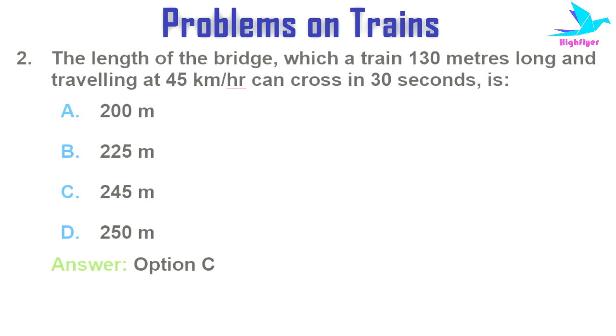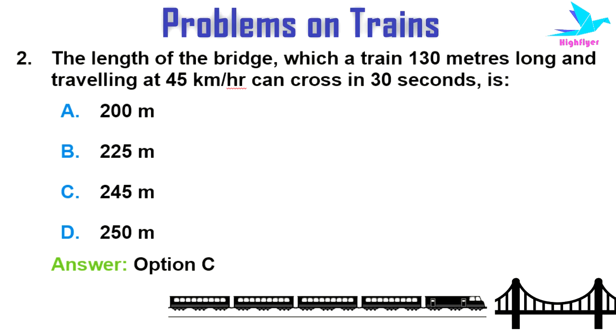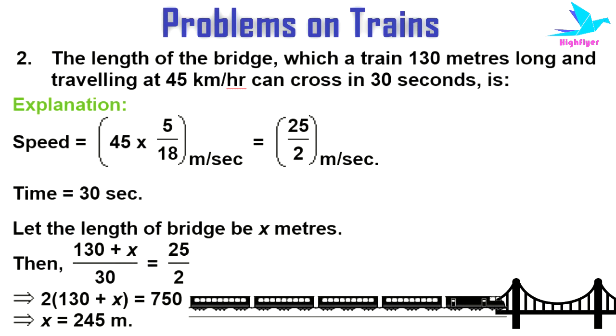Next question. The length of the bridge which a train 130 meters long and traveling at 45 km per hour can cross in 30 seconds is: the options are 200 meters, 225 meters, 245 meters or 250 meters. The right answer is option C, 245 meters. Let's see how. First let's convert 45 kilometers per hour into meters per second. That is equal to 25 by 2 meters per second.